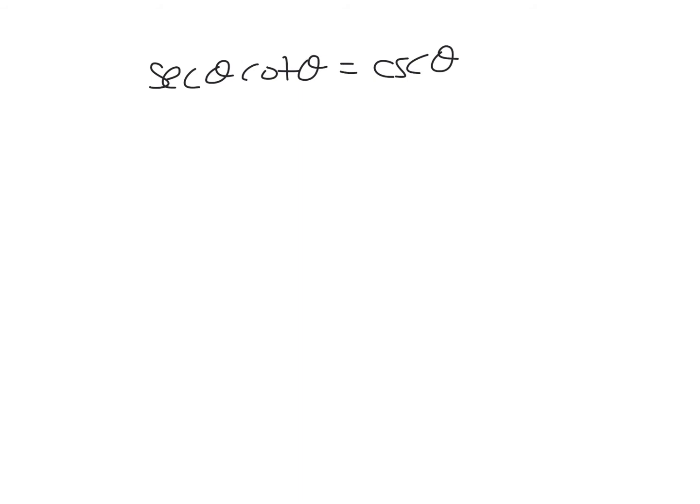So I see secant theta times cotangent theta is equal to cosecant theta. One strategy for these that I like to use is if I can make this left side into a sine and cosine problem, it might help me. Meaning, use my identities that can change secant and cotangent into sine and cosine. 1 over cosine is equal to secant, and then cotangent's cosine theta over sine theta.